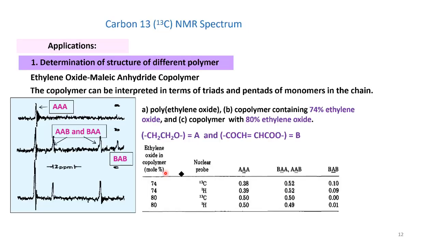So the applications, these are used. So NMR for carbon can be used to determine the structure of different molecules. So suppose the arrangement is like this, AAA or AAB, BAA. So these kinds of arrangement you can observe from the NMR spectrum, and we can check which kind of arrangement is prominent in our molecule.